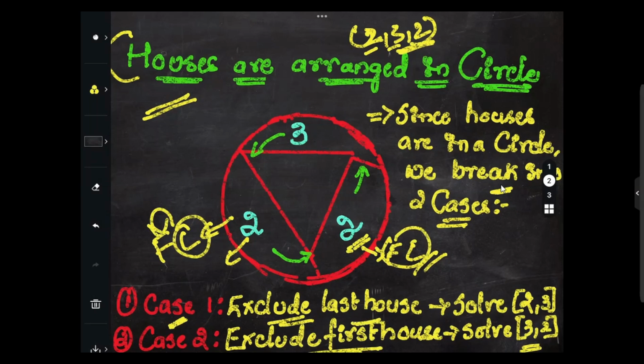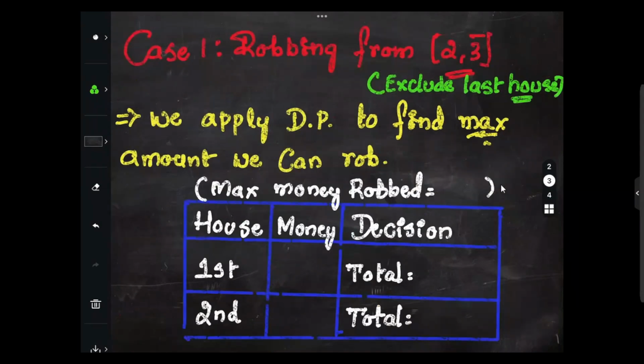So excluding the last house means we are only considering 2, 3. Excluding the first house means we are considering 3, 2. I hope this is clear. This is the main step we need to understand. So let's go with case 1.